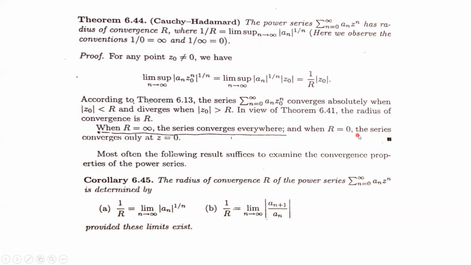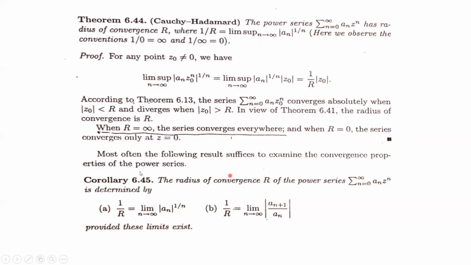And when R equal to 0, the series converges only at z equal to 0. Okay, so this is quite obvious from this expression: if you put z equal to 0, then each and every term will be 0. So for z equal to 0, a power series always converges. And if it converges only at z equal to 0, which is basically trivial, then we say R equal to 0.